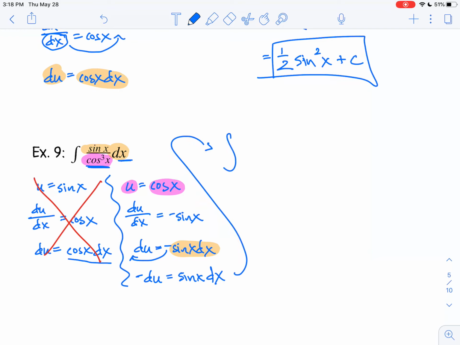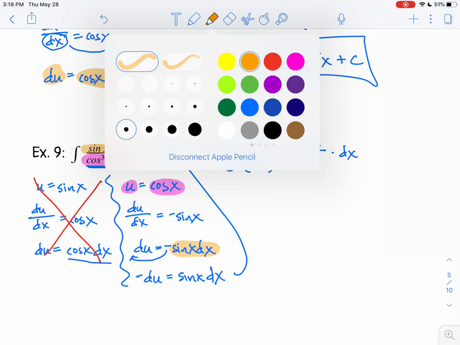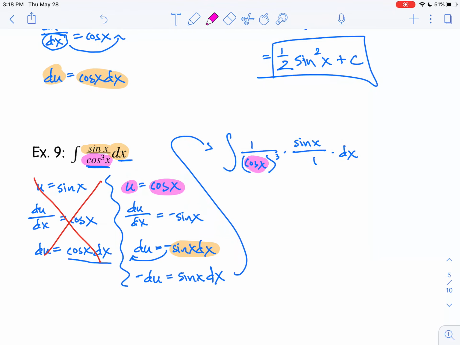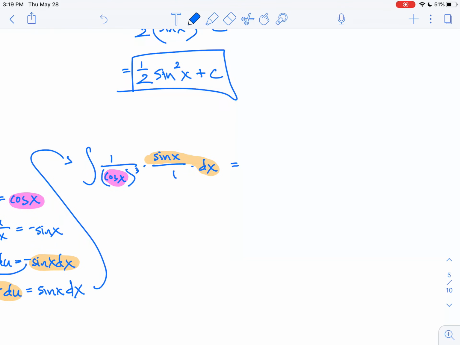So I have the integral of, I'm going to write this separately, okay? I'm going to write this as 1 over cosine x cubed times sine x over 1 times dx. Okay, I think that might help us see the substitution a little bit better. So, everywhere I see the cosine x, I'm going to put a u. And everywhere I see the sine x dx, I'm going to put a negative du. So that is going to give me the integral of 1 over u cubed times a negative du.